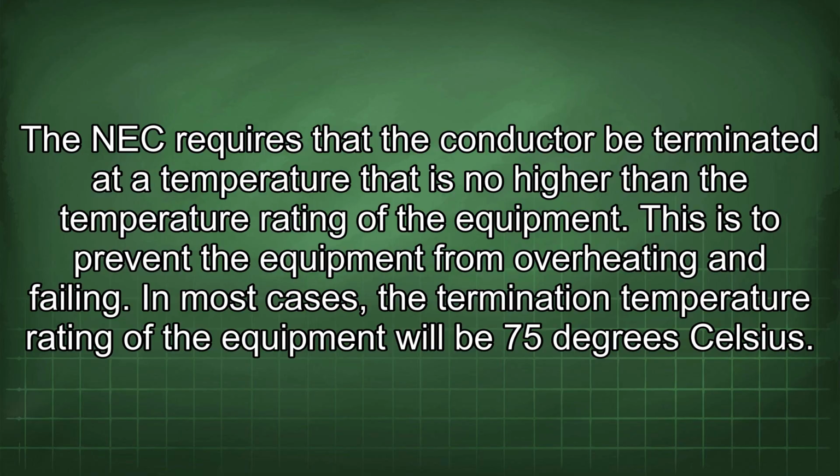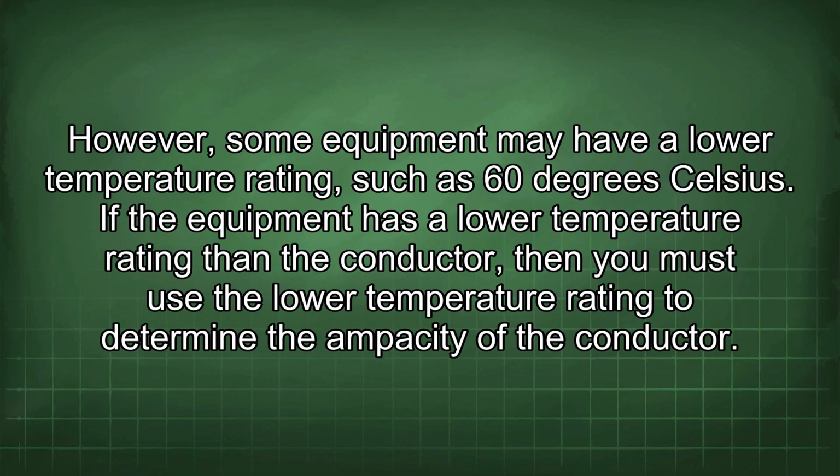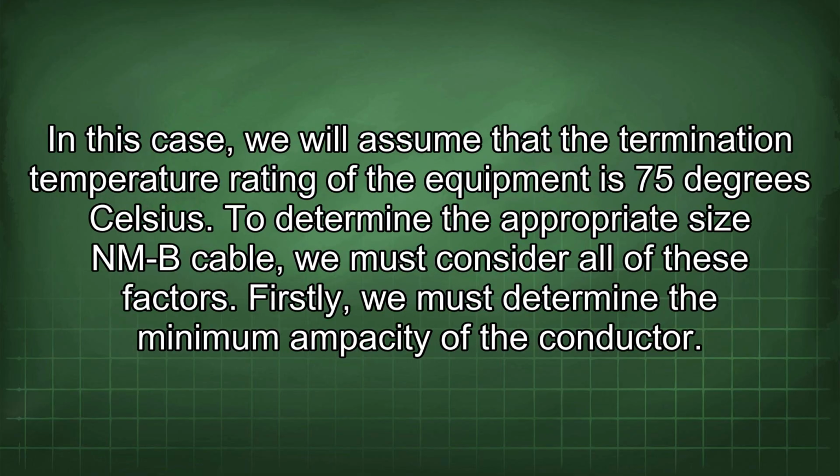In most cases, the termination temperature rating of the equipment will be 75 degrees Celsius. However, some equipment may have a lower temperature rating, such as 60 degrees Celsius. If the equipment has a lower temperature rating than the conductor, then you must use the lower temperature rating to determine the ampacity of the conductor. In this case, we will assume that the termination temperature rating of the equipment is 75 degrees Celsius.